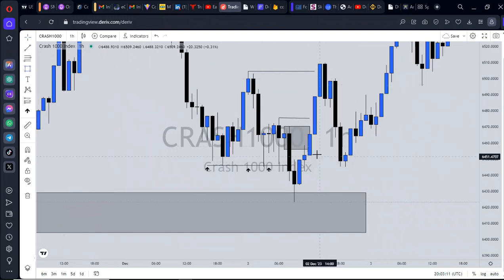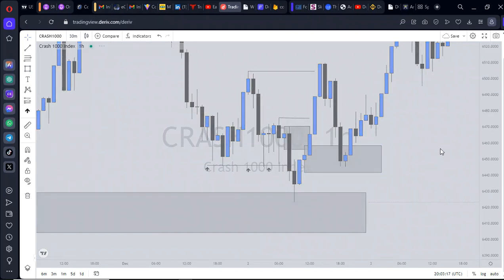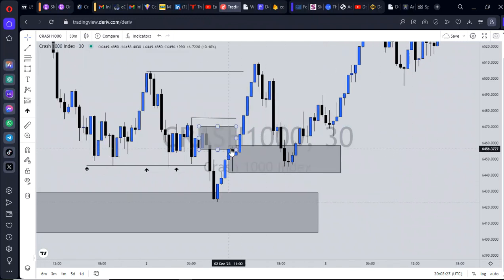We have a demand zone right here. So this demand zone, if you run down to the 30 minutes, you can see it very clean right there on your 30 minutes time frame. So let's wait for it to load on our 30 minutes time frame, and that is it right here.